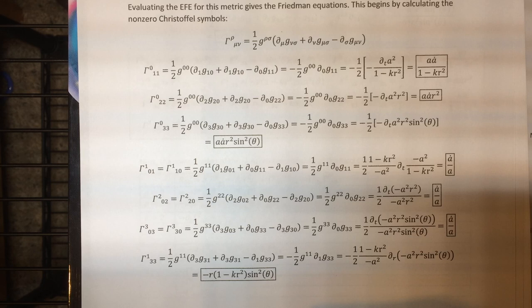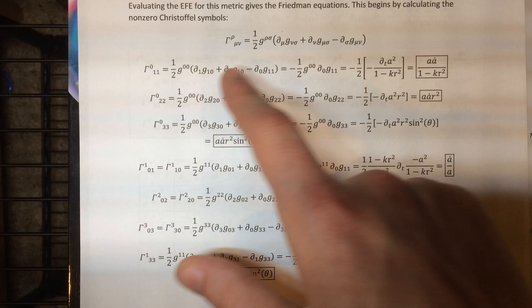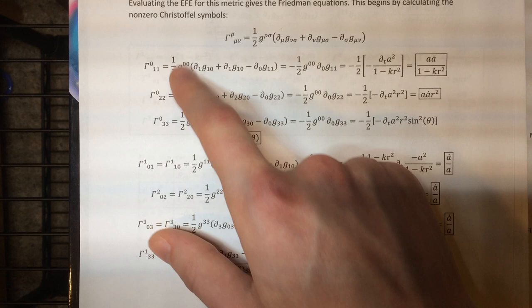So the first thing I did was I plugged in the values for the live indices, and then I expanded out the sum over the dummy index sigma, and ignored terms that were zero due to non-zero components of this contravariant metric here, and that left this.